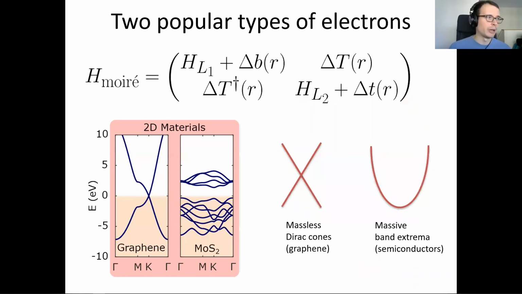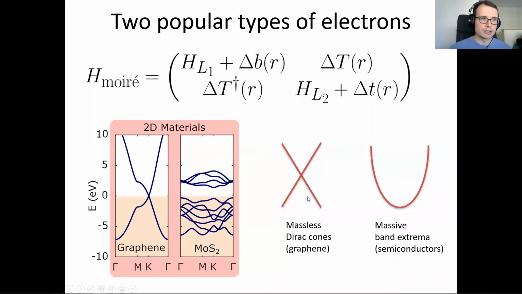So let's go back to this model that we had a few slides, 10 slides ago. And now I'm going to look at the HL1 and the HL2, these monolayer Hamiltonians. What are the kind of ingredients that show up at low energies? Well, for most 2D materials, you're only going to see one of two things. You're going to see some sort of metallic like crossing, possibly a massless Dirac cone at the Fermi energy, or you're going to see a parabolic band edge like in a semiconductor.